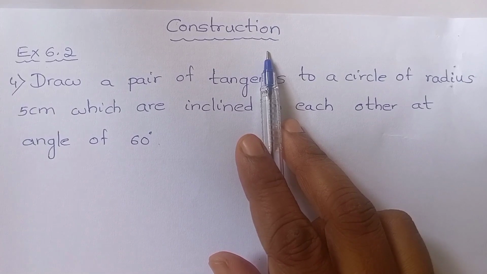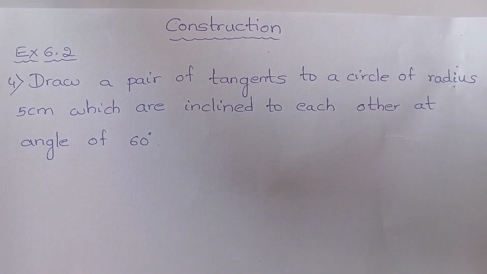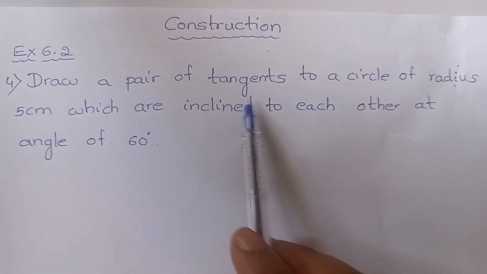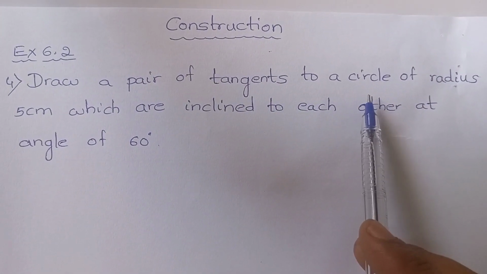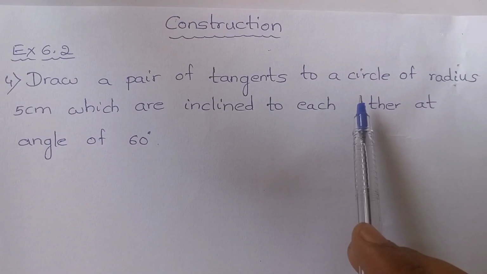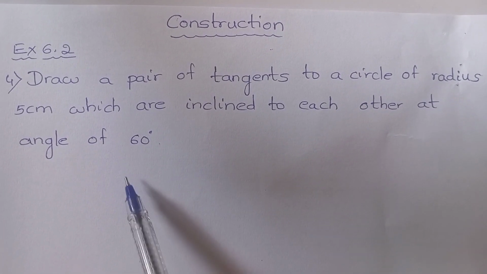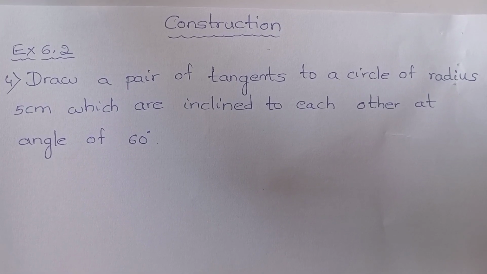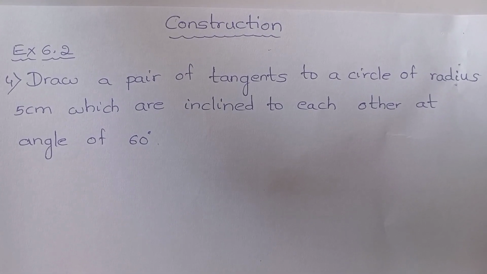Construction. Class 10th NCERT Syllabus. Exercise 6.2, fourth question. Draw a pair of tangents to a circle of radius 5 cm which are inclined to each other at an angle of 60 degree. Before starting the construction, first let me explain this question.